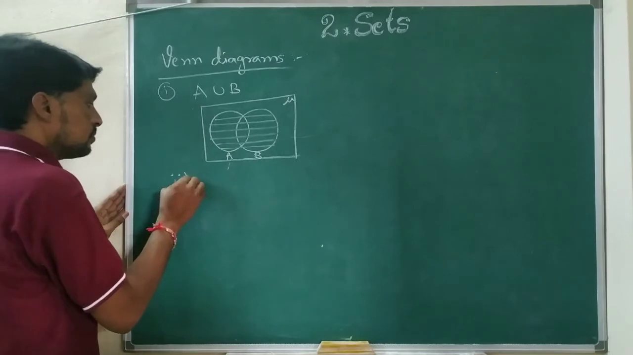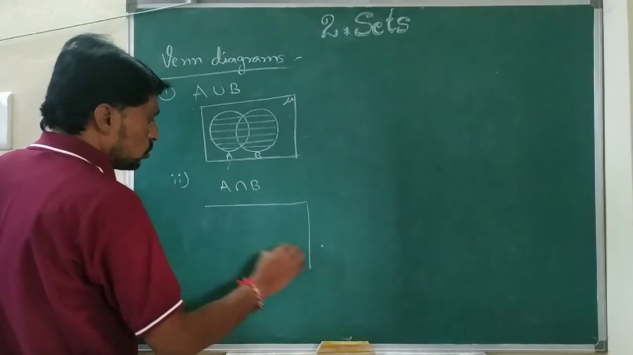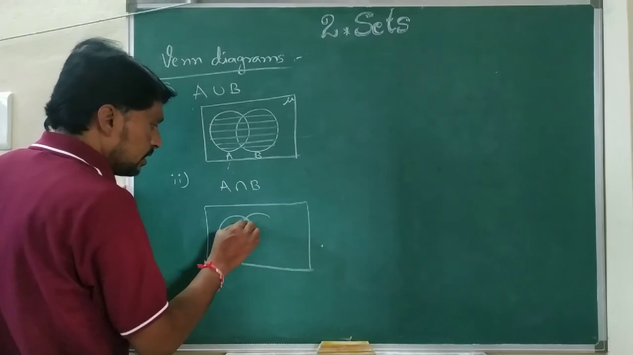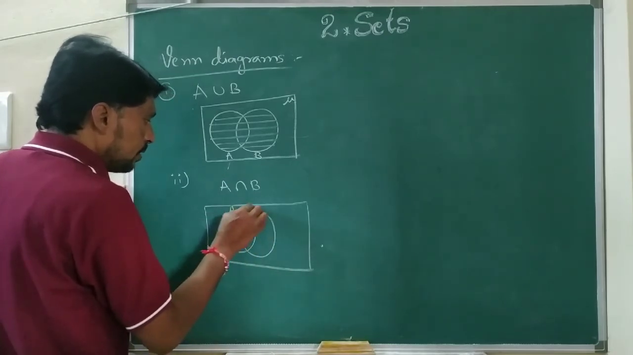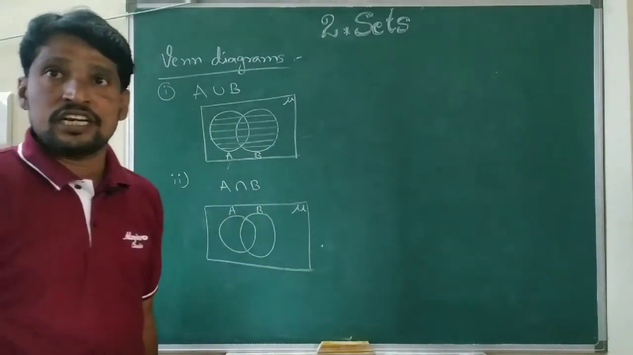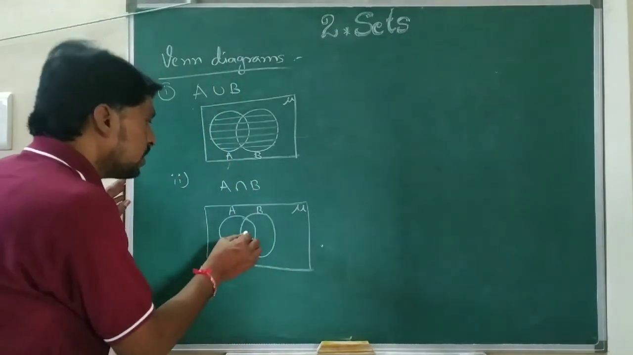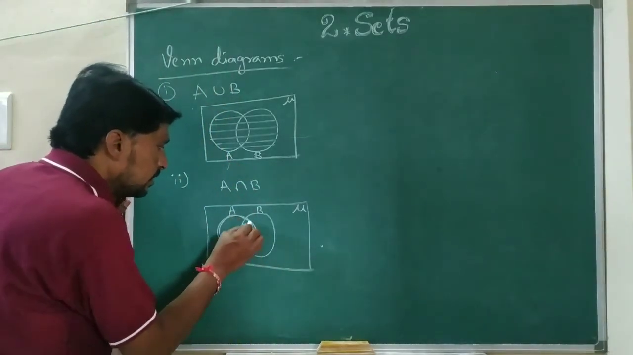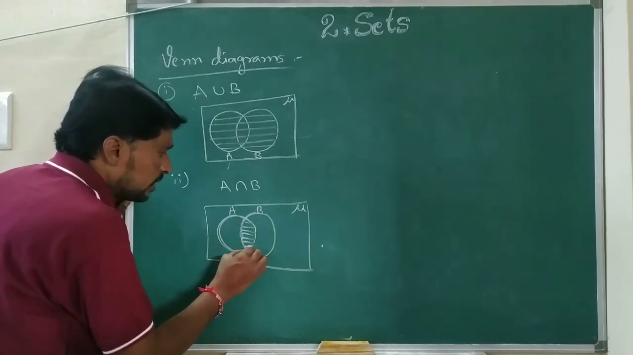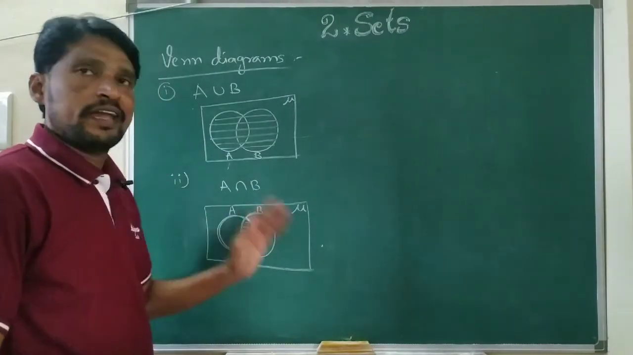Second one, that is A intersection B. How to draw A intersection B? This is the set A, this is the set B, and this is the universal set. What is intersection? Intersection means we need to take the common region. What is the common region? This is the total set A, this is the total set B, and this is the common region. We can say this is the intersection of A and B.